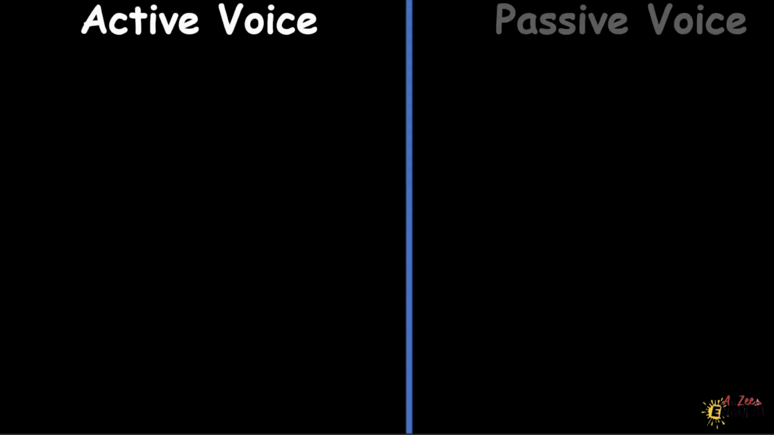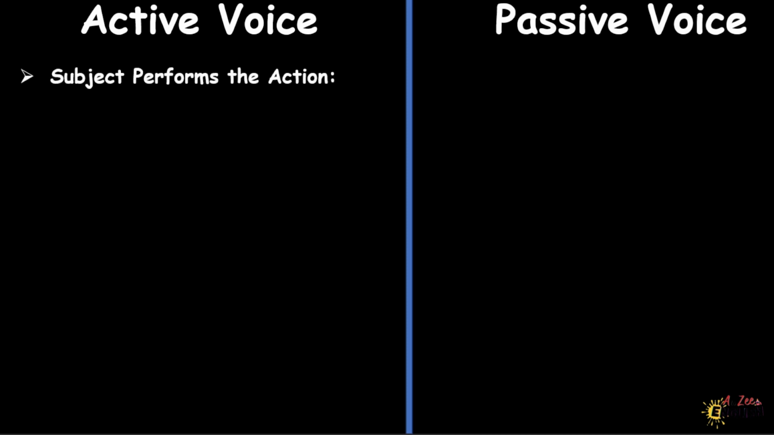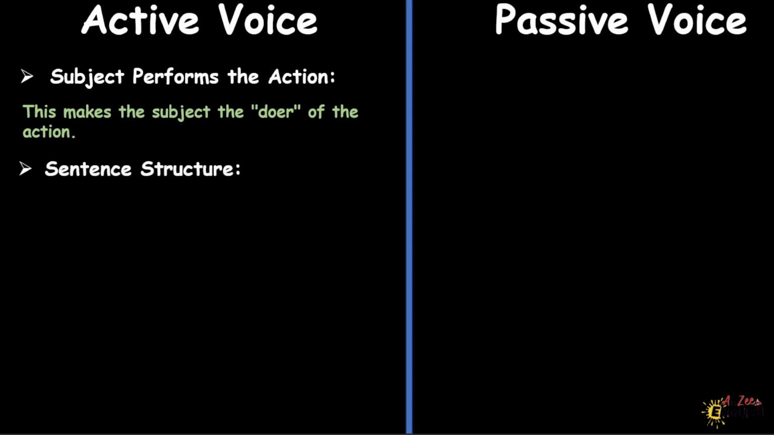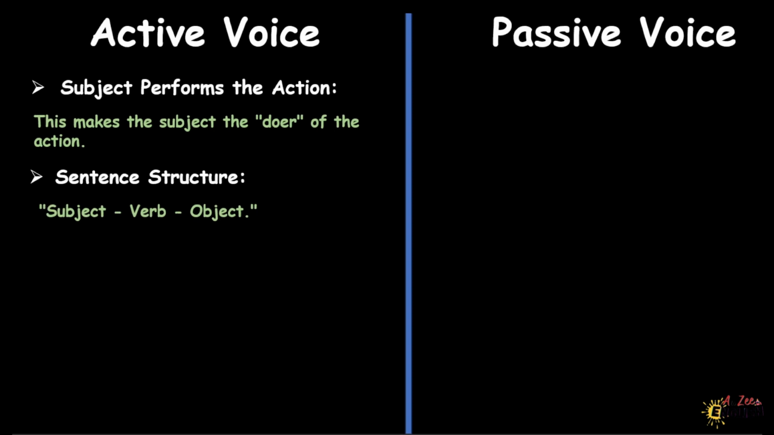Active voice and passive voice. On the one hand, in active voice, the subject performs the action. In active voice sentences, the subject of the sentence performs the action or the verb. This makes the subject the doer of the action. Sentence structure. The structure of an active sentence is typically subject, verb, and object. The subject is at the forefront and the focus is on the action being performed.